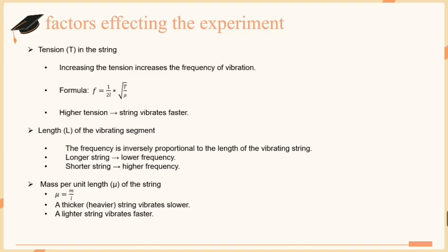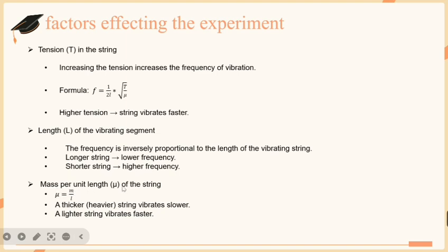The factors affecting the experiment. Tension in the string. Increasing the tension increases the frequency of vibration. We have the formula for frequency. Here, the higher the tension, the faster the string vibrates. Length of the vibrating segment. The frequency is inversely proportional to the length of the vibrating string. So the longer the string, the lower the frequency. The shorter the string, the higher the frequency.